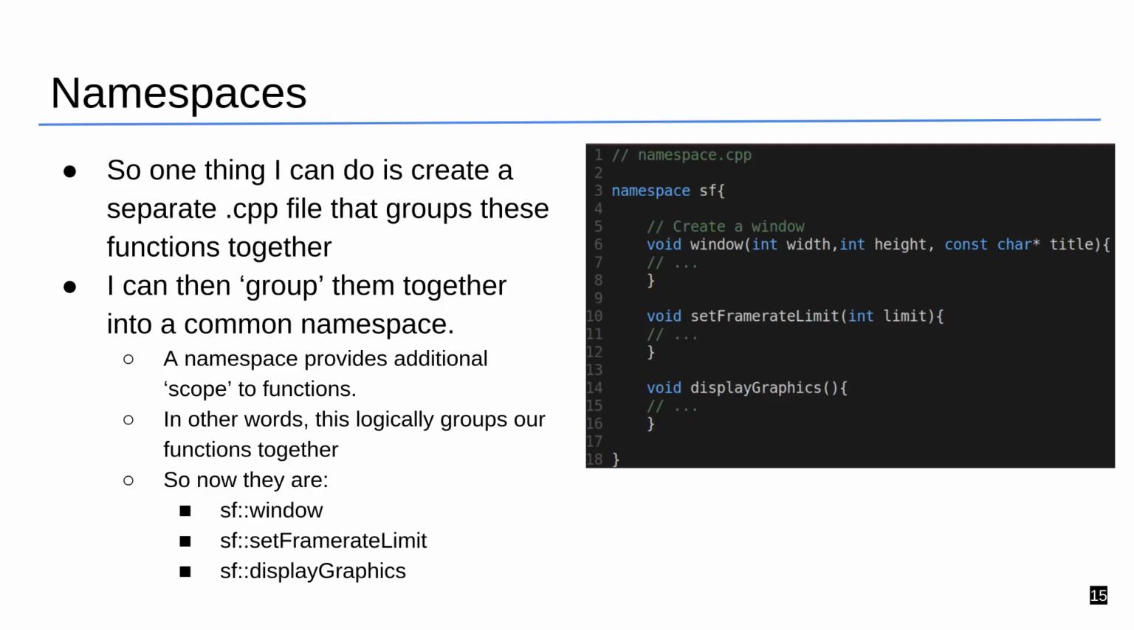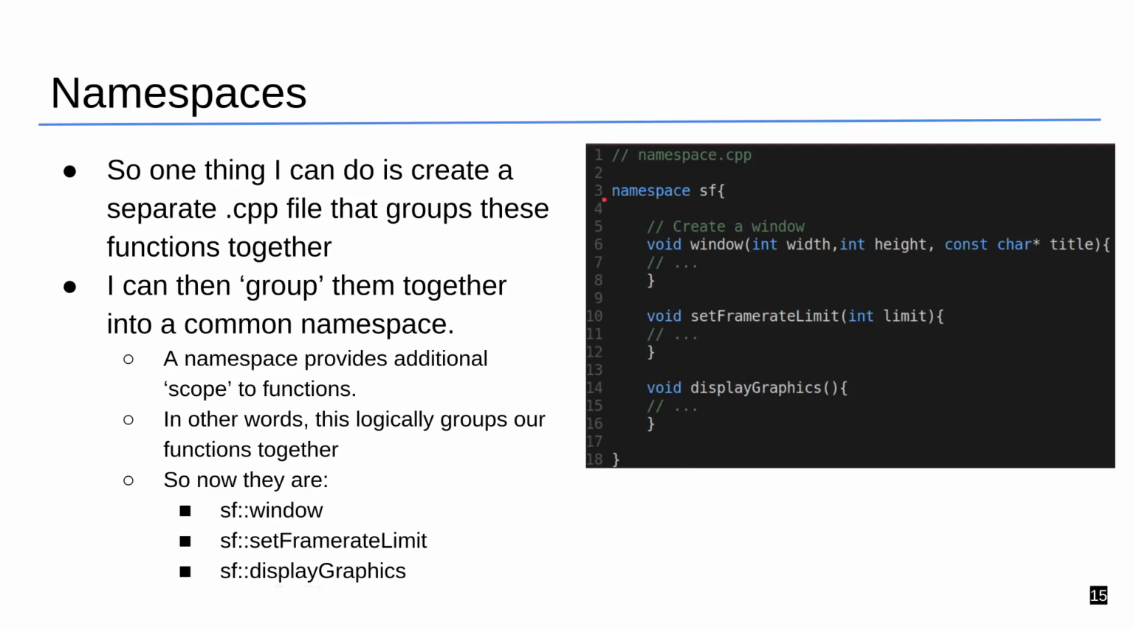Okay. So one thing we can start out with is to actually separate out our code into more logical units. Okay, so these 3 functions that I listed had something to do with a window, for instance. So we can group them together here by putting them in the same namespace. So I'm going to call this namespace SF. It'll make sense why I do that by the end of the lecture. But they're all just grouped together. So window is part of this SF namespace, set frame limit is part of SF, and display graphics is also part of SF. Okay, so now if you're going to call these functions, they're all SF::window, SF::set frame rate limit, and so on.